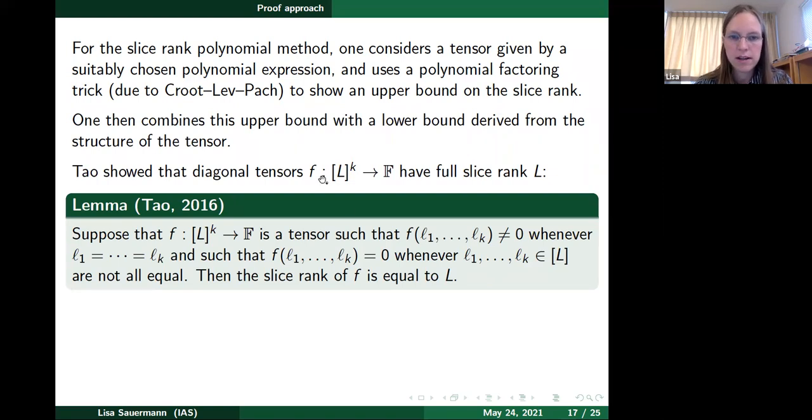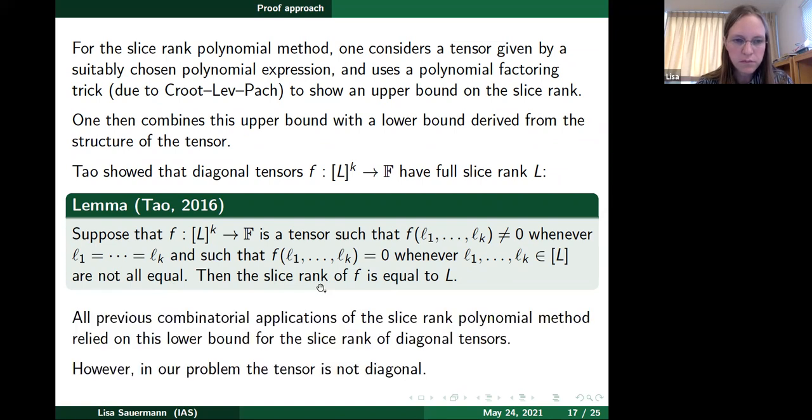One way to do this is to use a lemma of Tao, where he showed that diagonal tensors have full slice rank. So a diagonal tensor f from L to the K to F, with non-zero elements on the diagonal, must have full slice rank L. That's what this lemma states. We have such a tensor so that when l1 to lk are all equal, it's non-zero. That means on the main diagonal the entries are non-zero, but all other entries are 0, and then the slice rank must be equal to L.